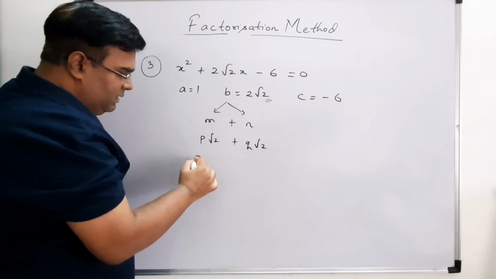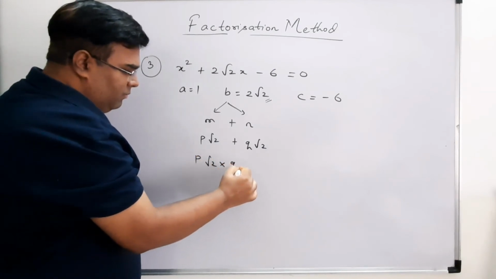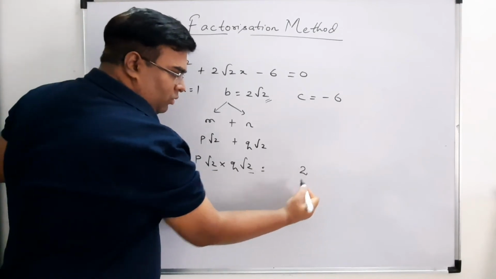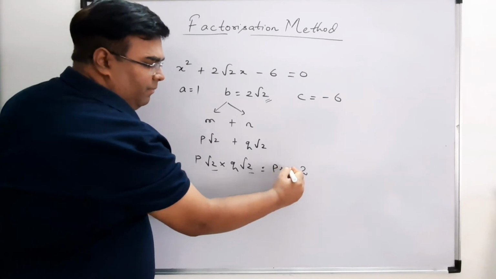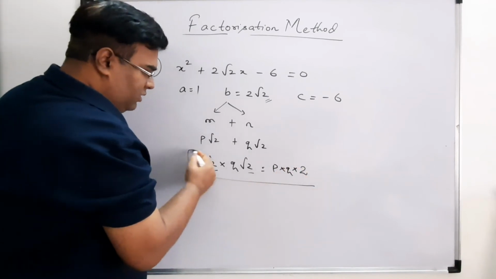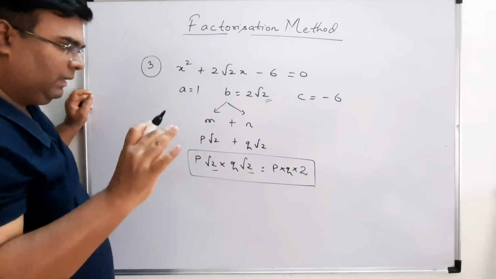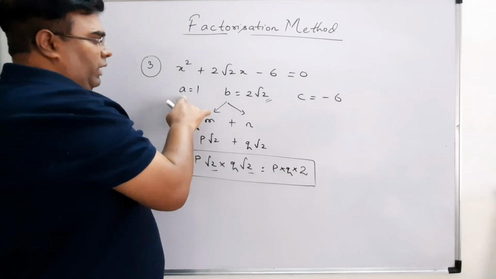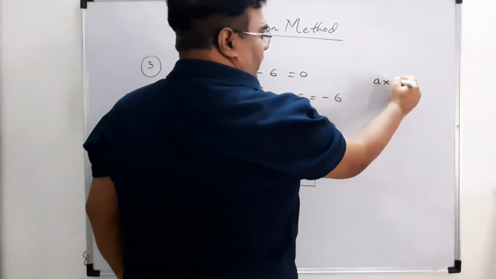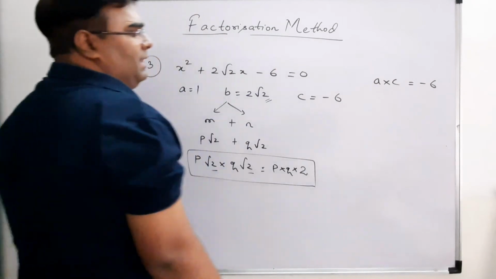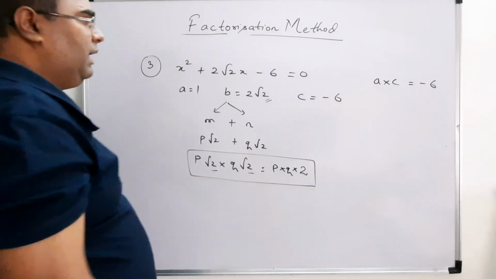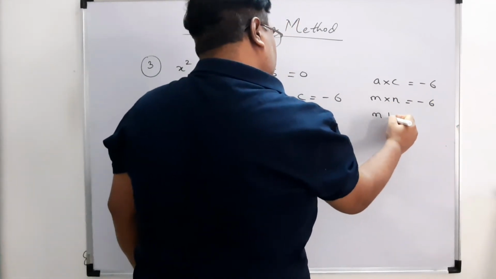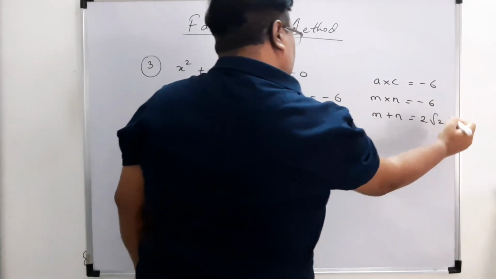And if you multiply this, root 2 and root 2 will give you what? 2, and p and q will be multiplied. So we will get this kind of structure here, right? We will keep this in mind while factoring your a and c. So your a and c is what? If you multiply a and c, you will get minus 6, right? And here, so m into n is minus 6, m plus n is 2 root 2.